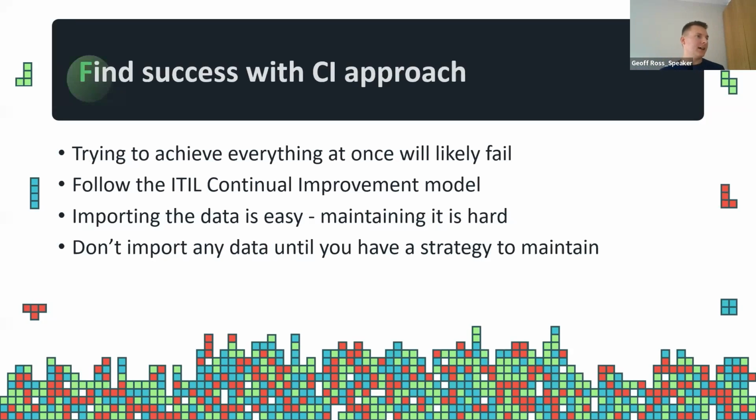And as I said at the start, you're going to find success with a CI approach, continued improvement. Trying to achieve everything at once, one big project, one big phase, will likely fail. Seen it lots of times. Lots of customers have tried to do that and not found a successful way, or certainly not an efficient way to achieve their goals. Taking it step by step is a great example to deploy the ITIL continued improvement model.